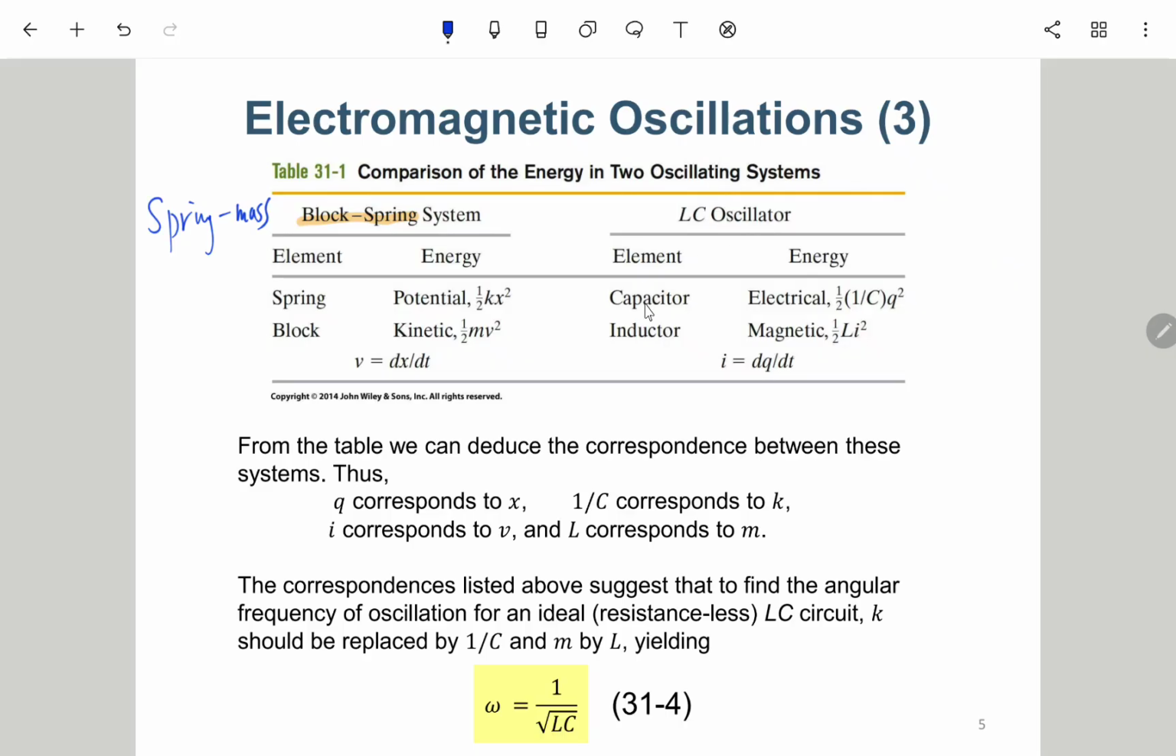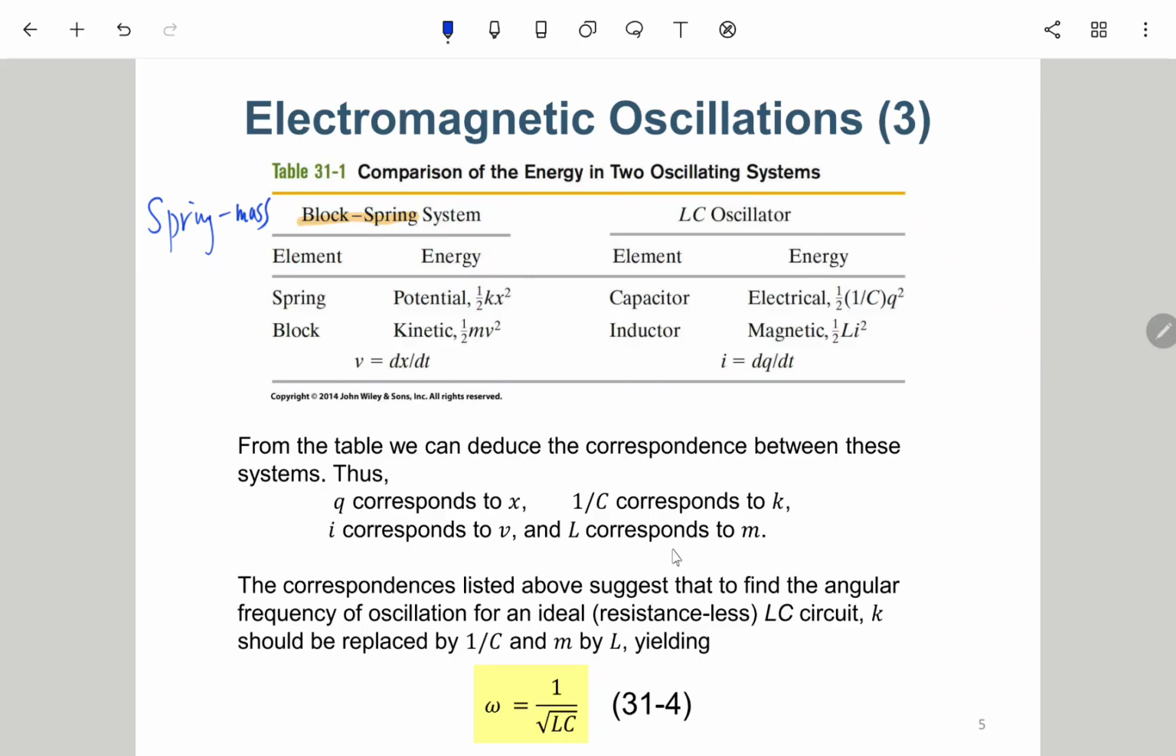For the LC oscillator, we have a capacitor storing half of q squared over C, just to mimic this form, like half of something times a variable squared. So this something is k, this something is 1 over C, and the variable squared is x squared, q squared here. And for the inductor, it has half of Li squared, and the derivative of the charge is the current. So here it tells you that Q corresponds to x, 1 over C corresponds to k, i corresponds to v, and L corresponds to m.